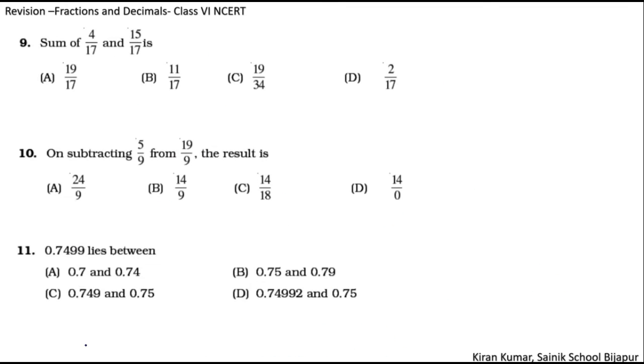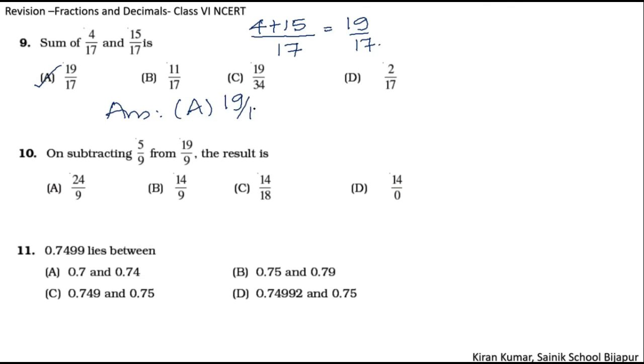Question number 9. Sum of 4 by 17 and 15 by 17 is, if you look, the denominators are same, so the denominator will be retained as it is, only the sum of the numerators is found. 4 plus 15 is 19. 19 by 17 is there in option A. So the right answer is option A, 19 by 17.